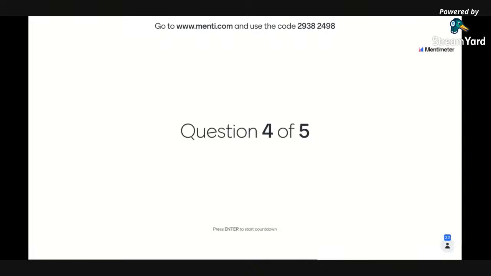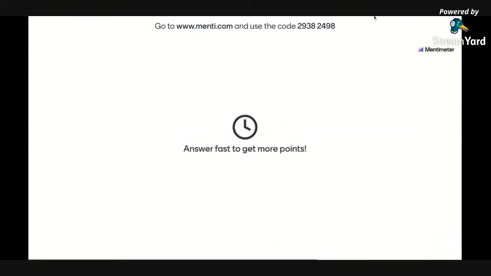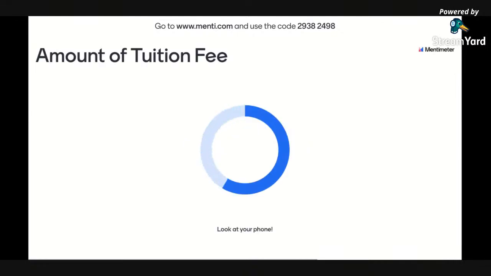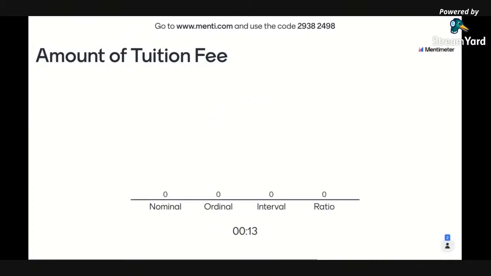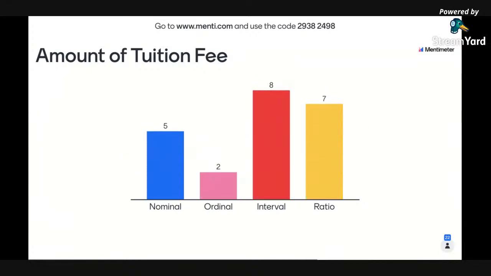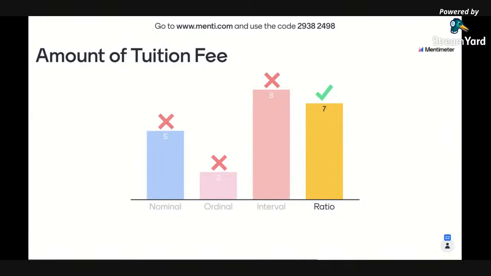Okay, ayan. Huminga kayo ng malalim. Here we go. Amount of tuition fee. Nominal, ordinal, interval, or ratio. Ayan. So, time's up. The answer is ratio.